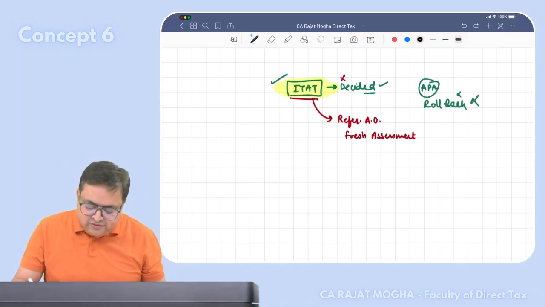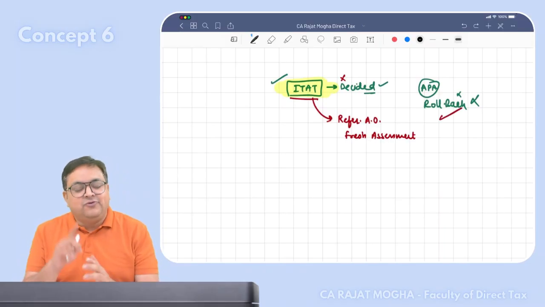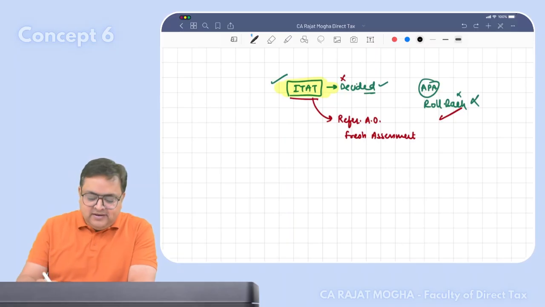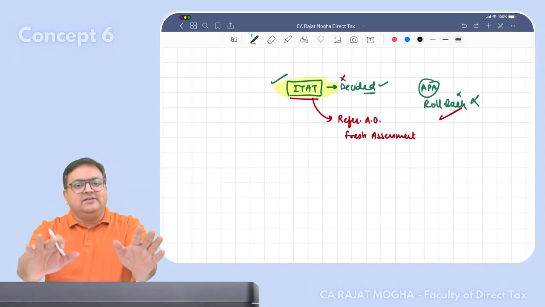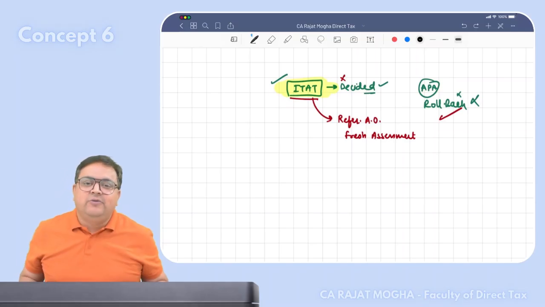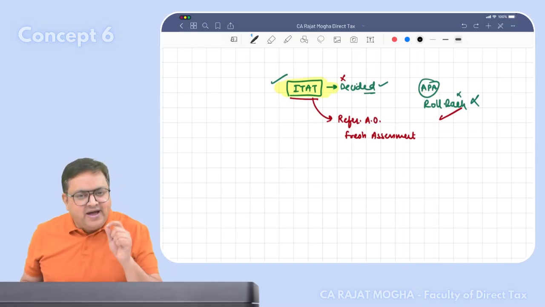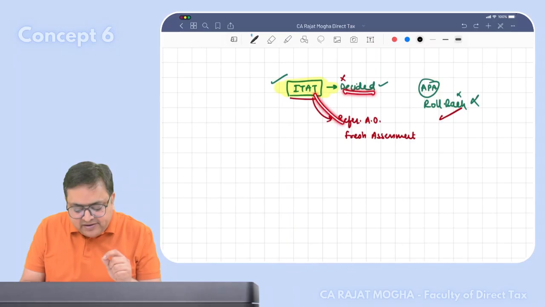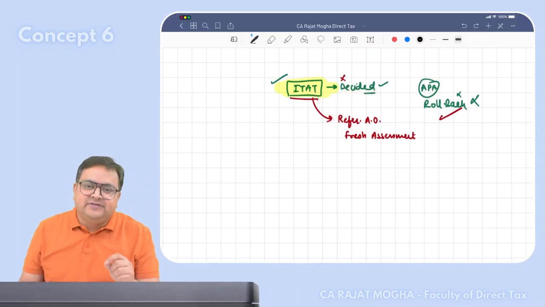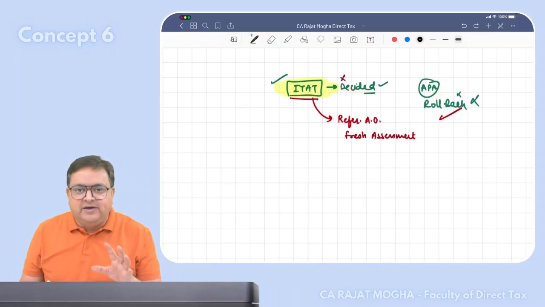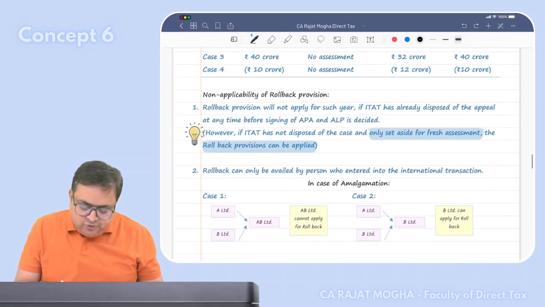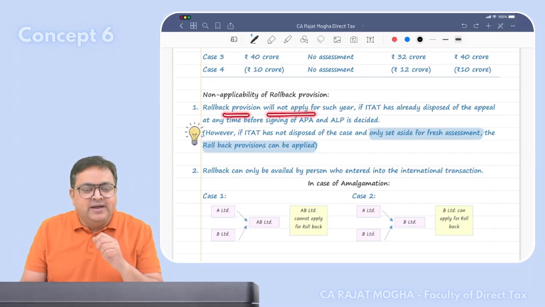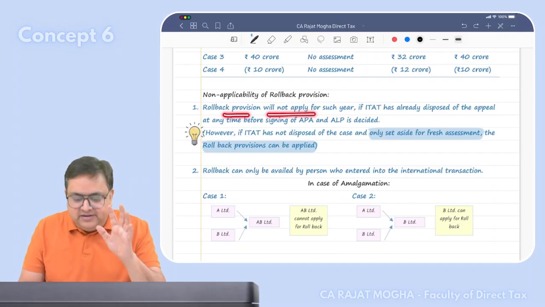Guys, for that, can rollback be taken? Yes, for that rollback can be taken. Now understood? So if ITAT has already decided the case, then rollback cannot be taken for that year. But if ITAT has not decided but referred the case to AO for fresh assessment, then you can apply rollback for that year. Got it? Very important point. When will the rollback provision not apply? When ITAT or higher authorities have decided the case.